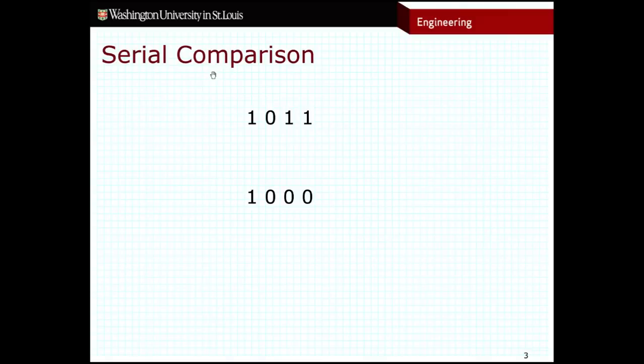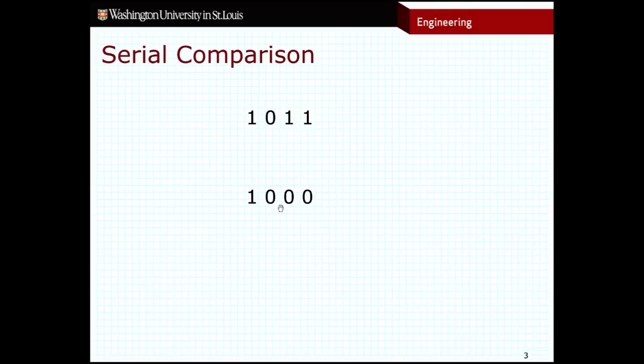So let's take a look at what that might actually look like. Here are two binary values, 1011 and 1000. And I want to know, is this value greater than this one, less than this one, or equal to this one? But I can only see one bit at a time. So how is this actually going to work? I'm going to look at this first bit from both numbers, 1 and 1. I'll look at those and I say, hey, those are the same. Those are equal. So I'm going to assume that these values are equal.